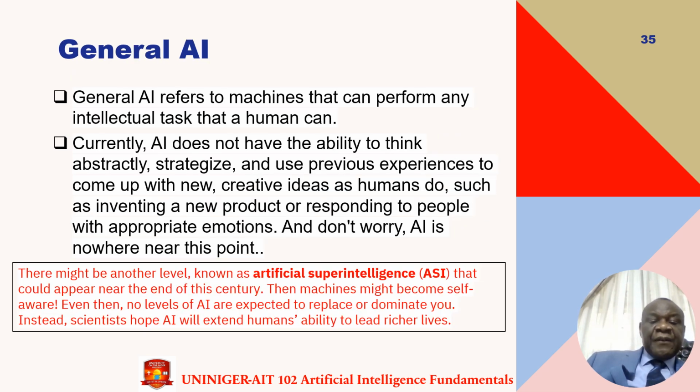General AI refers to machines that can perform any intellectual task that a human can. Currently, AI does not have the ability to think abstractly or strategize and use previous experience to come up with new ideas or creative ideas that humans can do. This is where we're going.